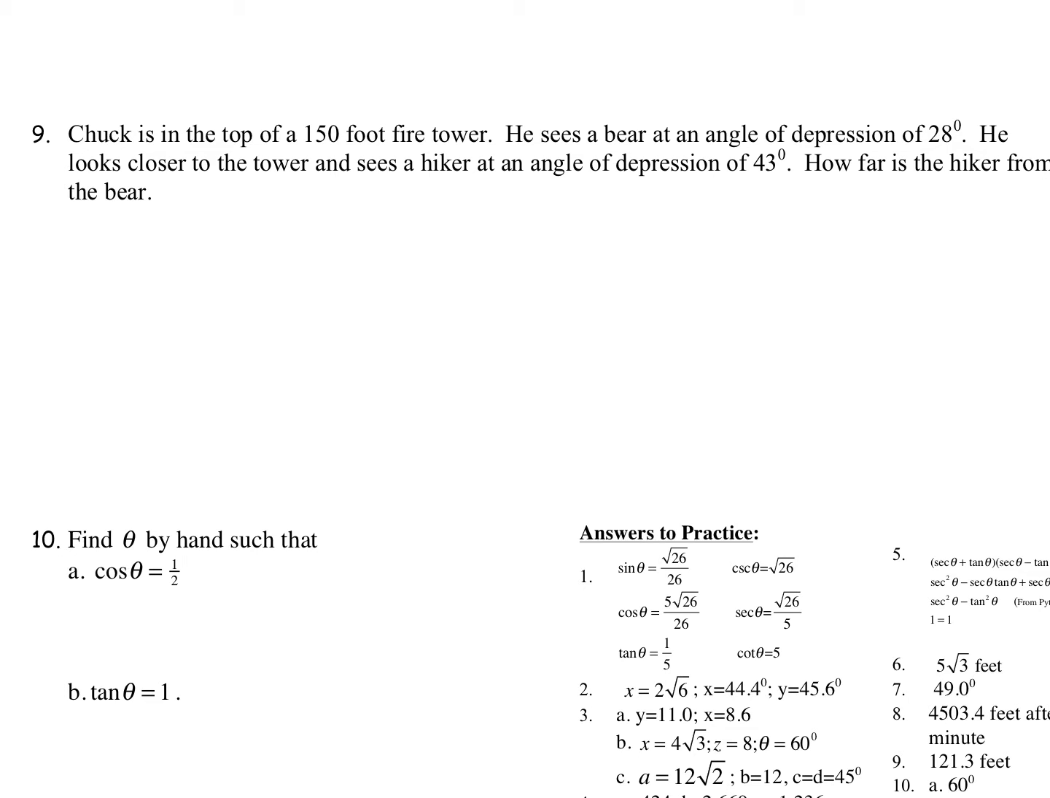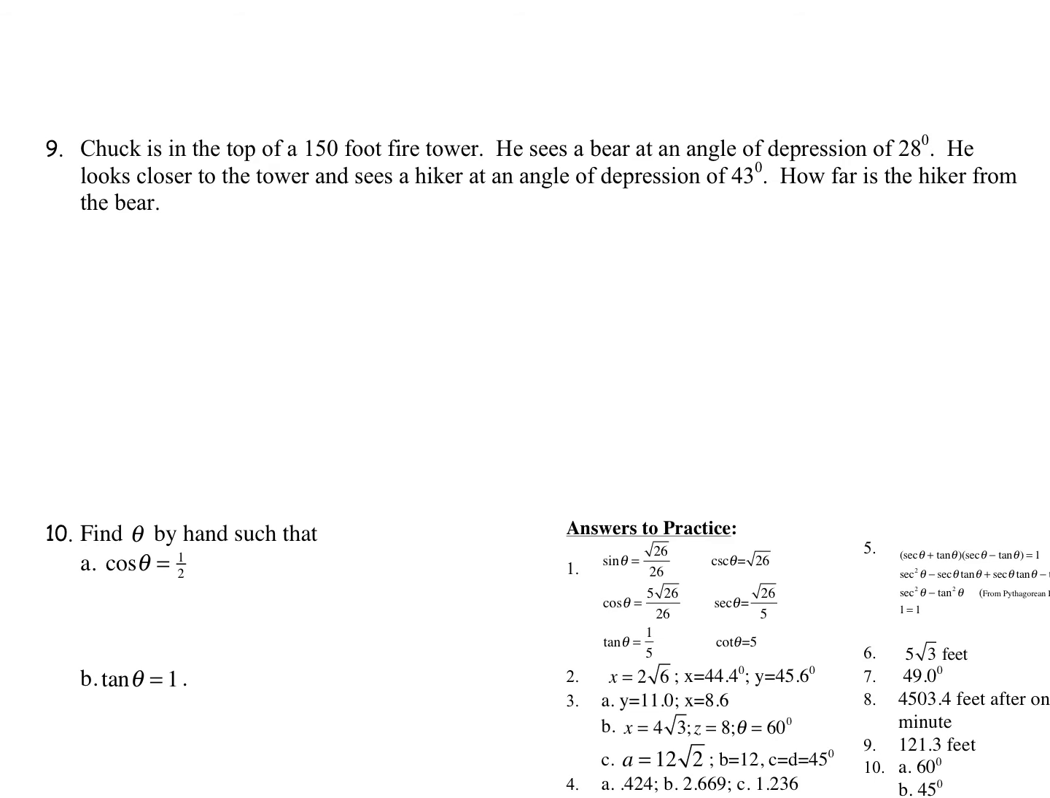This is the solution to practice problem number 9 from note 6.2, and this is a little simpler version of example 15 with Frank and the tree. So we're told that Chuck is in the top of a 150-foot fire tower, and he sees a bear at an angle of depression of 28 degrees. So remember, that's looking down from the horizontal. He looks closer to the tower and sees a hiker at an angle of depression of 43 degrees, and we're asked to find how far the hiker is from the bear.